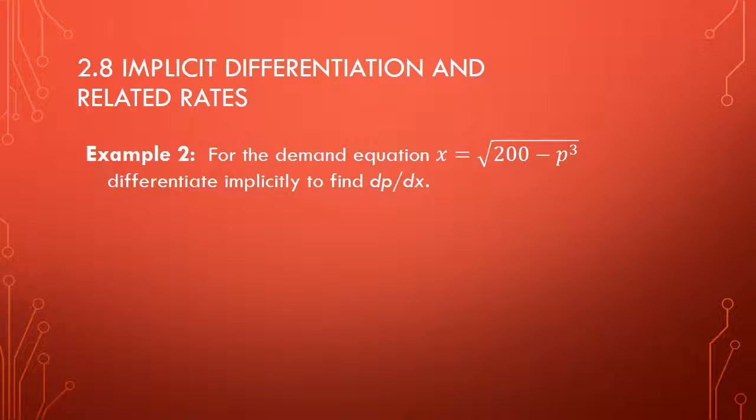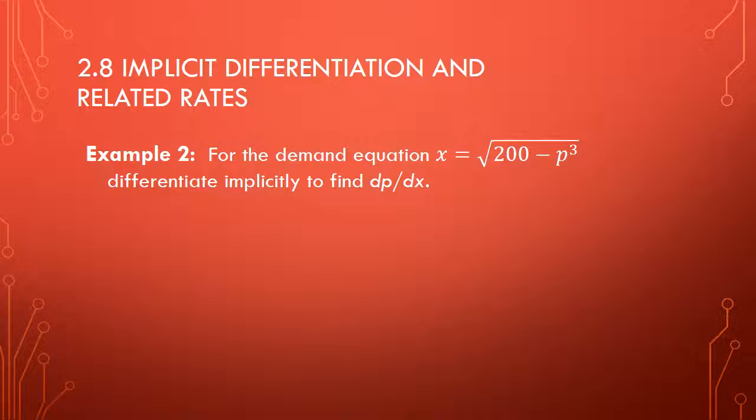All right, so now we have a demand equation: x equals the square root of 200 minus p to the third. And I think p there is the price. They've kind of mixed up the variables on us, but that's okay. We're going to find dp/dx.